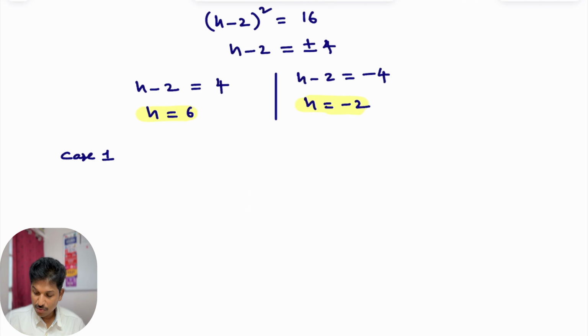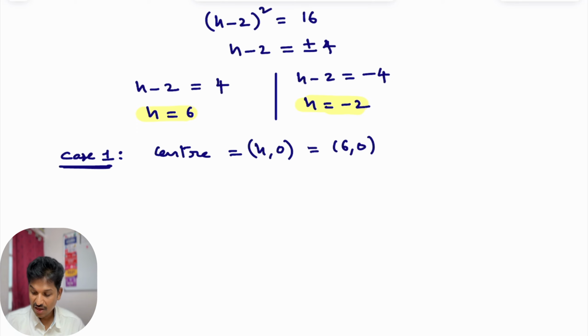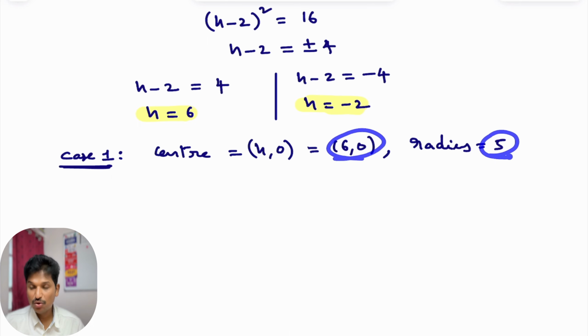Now I divide this problem into two cases. Case 1, center. What is actually the center? Center is h comma 0. Here you got h as 6, so the center is 6 comma 0. Radius obviously they have given in the question. Radius is 5. When the center is 6 comma 0, radius is 5.